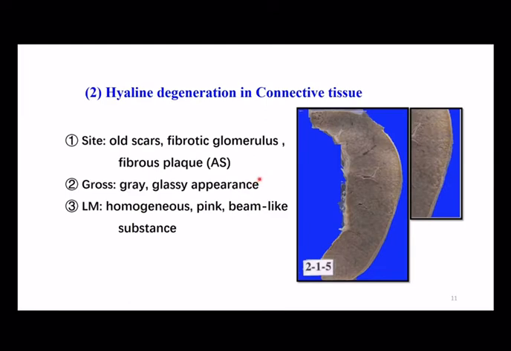Hyaline degeneration in connective tissue. It commonly occurs in dense fibrous tissue, for example, old scars, glomerular fibrosis, fibrous plaque in AS. In this picture, the chronic splenic congestion may result in hyaline degeneration of its capsule. We magnify the capsule. You may notice the capsule is thickened in this area. It's gray-white, transparent, and glassy. That's the hyaline degeneration.